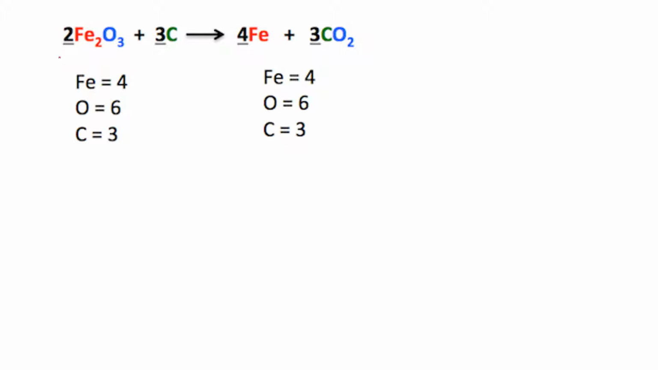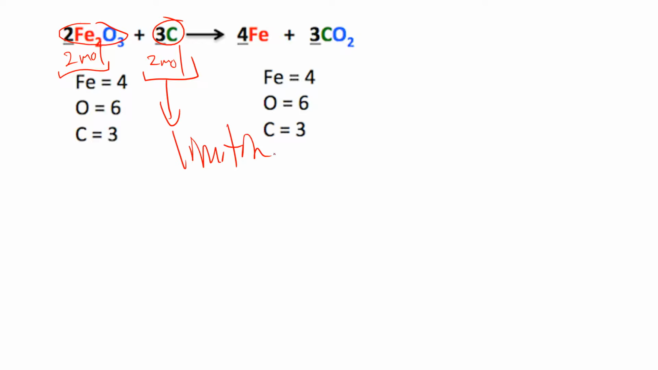How does this apply to stoichiometry? What if I had 2 moles of iron oxide and 2 moles of carbon? What's the limiting and what's the excess? Well, think about it. For every 2 moles of iron oxide, I need 3 moles of carbon. If I have 2 moles of iron oxide, I need 3 moles of carbon, but I only have 2 moles. So carbon is limiting. And what's in excess? That's iron oxide. Iron oxide is in excess.